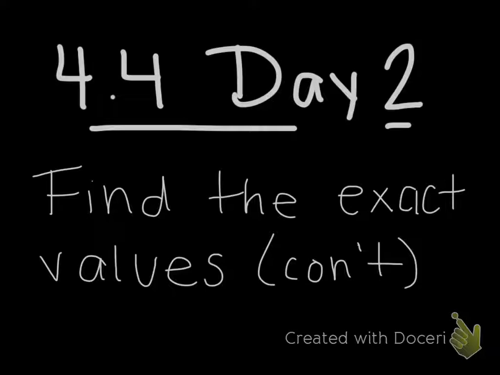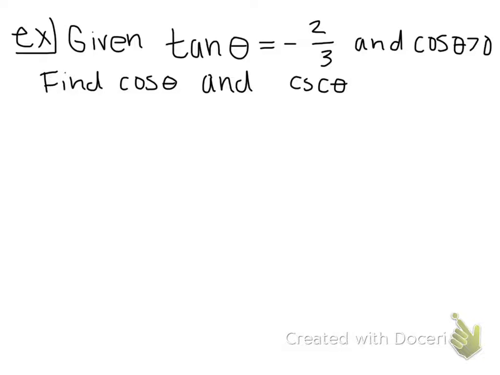Today we're doing section 4.4, day 2. It's just kind of a continuation of the concepts that we learned yesterday. So now the information that's going to be given to you is that tangent of theta is equal to negative 2/3 and that cosine is positive.